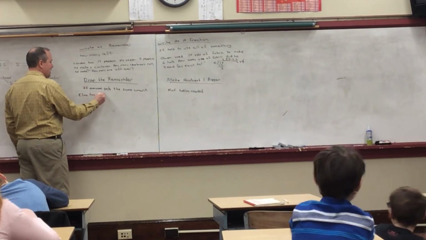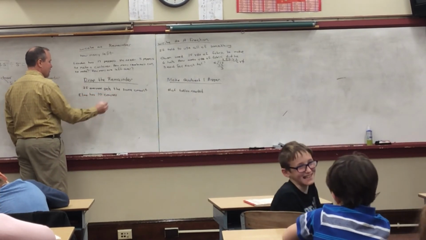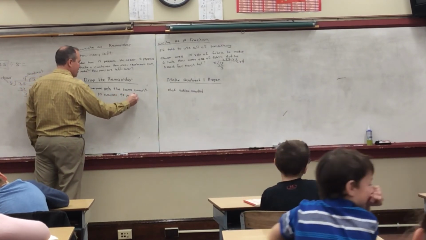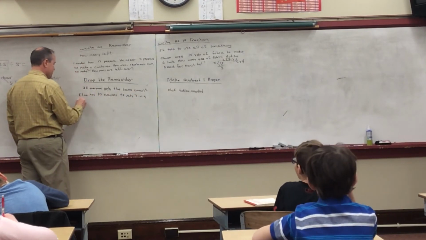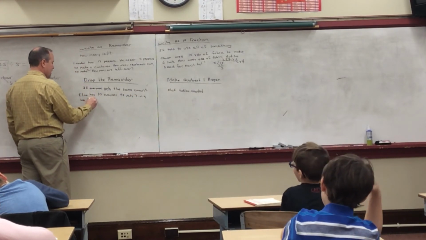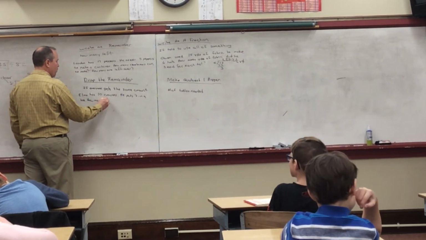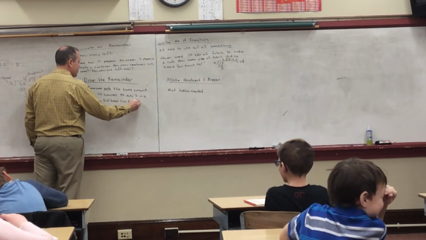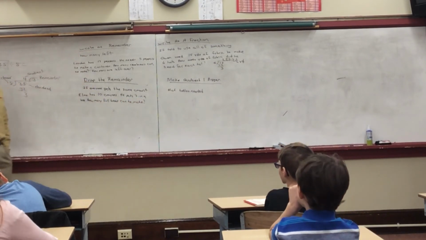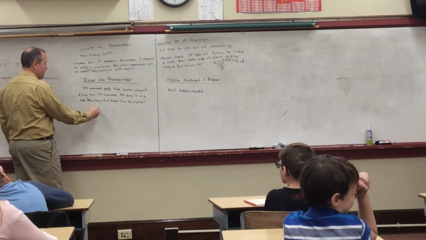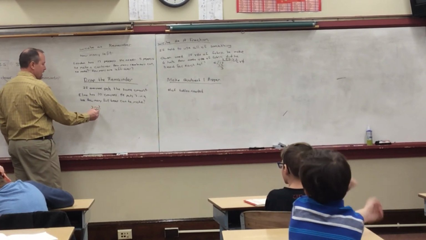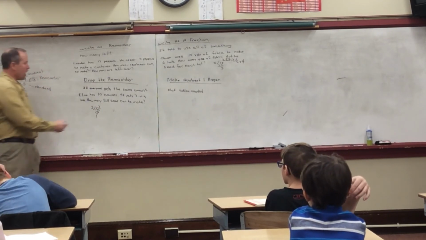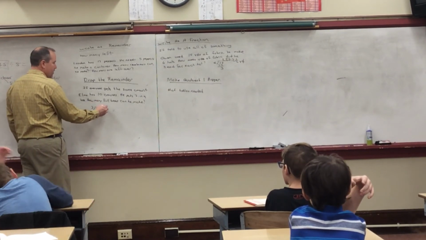So Elmo has 10 crayons. He puts 3 in a box. How many full boxes can he make? Good. Okay, because it would take 10 divided by 3. 3 goes into 10 3 times. Subtract, you have 1. Well, we can't make another box without 1 crayon, right? So we would be able to make 3 boxes.